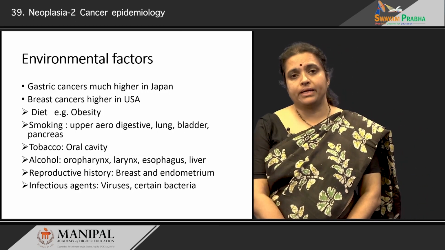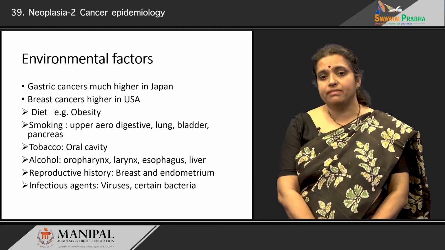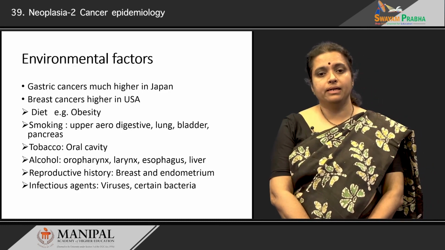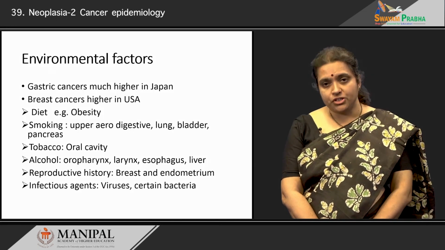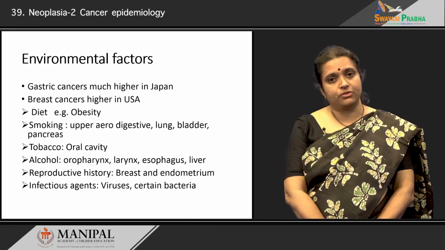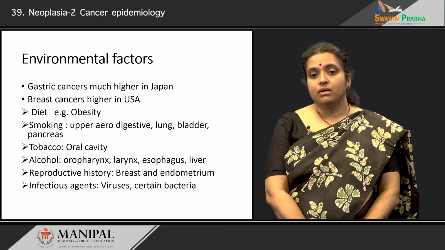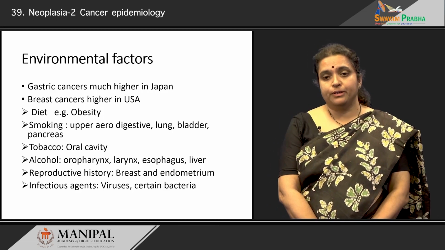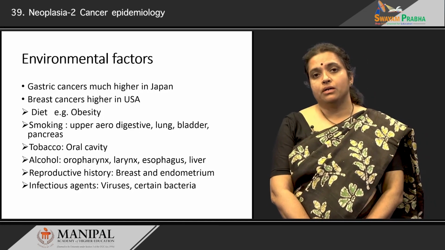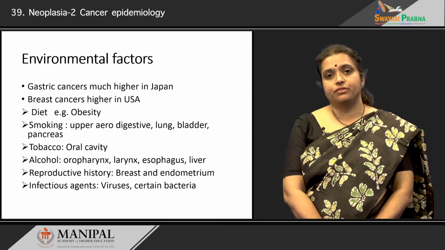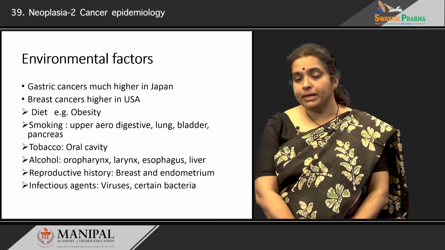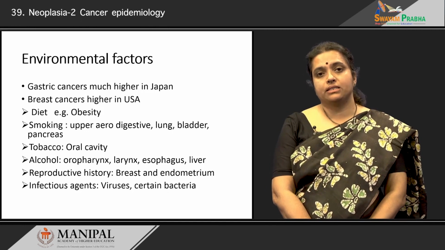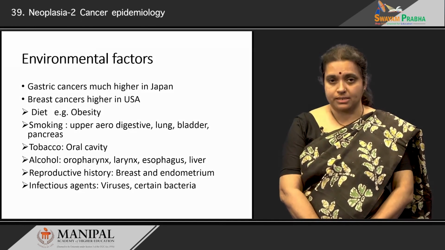Chewing of tobacco, which is quite common in this part of the world, can lead to oral cavity cancers and other upper aerodigestive cancers. Consumption of alcohol has been linked to oropharyngeal cancers, laryngeal cancers, esophageal cancer and even hepatocellular or liver cancer. Reproductive history has a role to play. In people who have prolonged estrogen exposure, cancers of the breast and endometrium are common in these women. And finally, we even now know today that infectious agents such as certain viruses and bacteria can cause cancer.